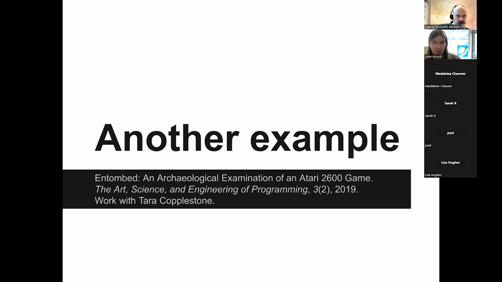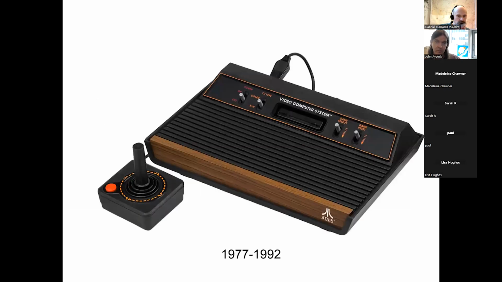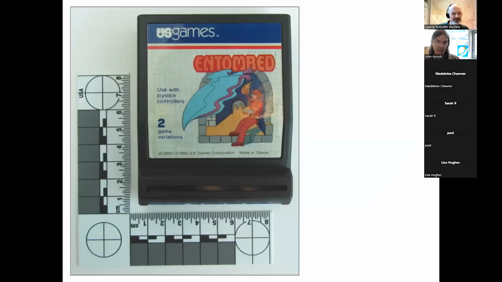This next example is work with Tara Copplestone looking at a game for the Atari 2600 console. The Atari 2600 you see here was an early influential game console with a surprisingly long lifespan, and it was very constrained. For its memory, it only had 128 bytes of RAM. Or to put it another way, this picture you're seeing of the Atari 2600 is 3 orders of magnitude larger than the amount of memory the console itself had. In particular, we looked at the 1982 game Entombed.